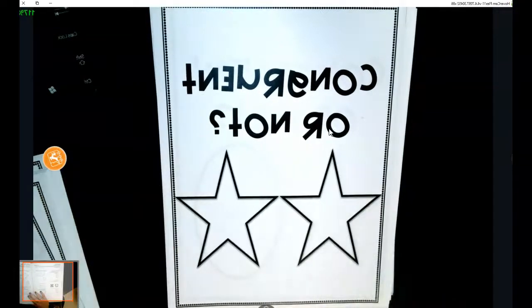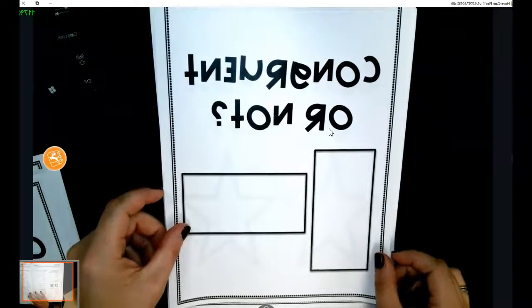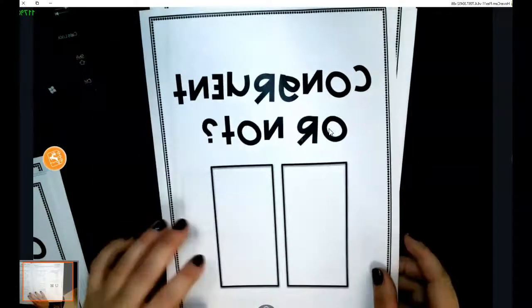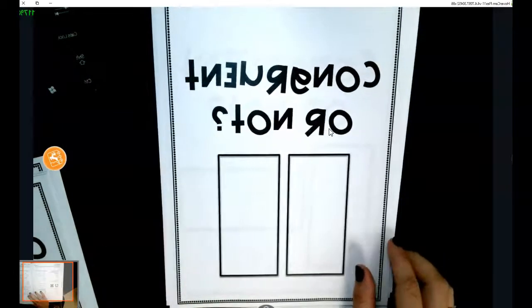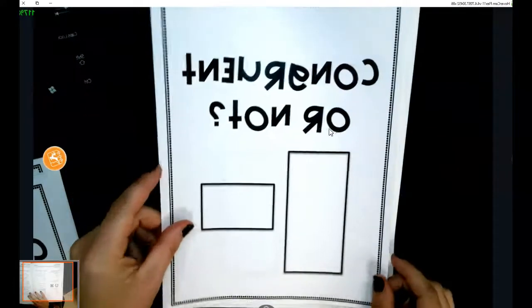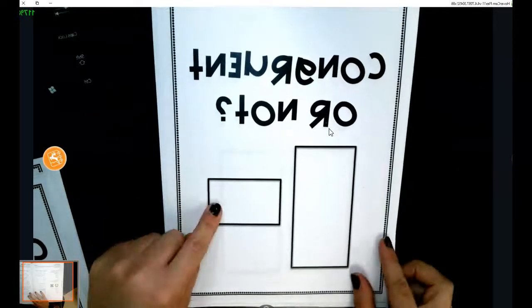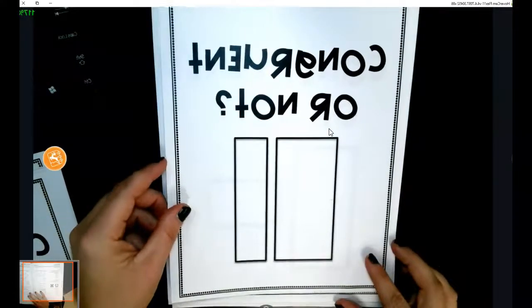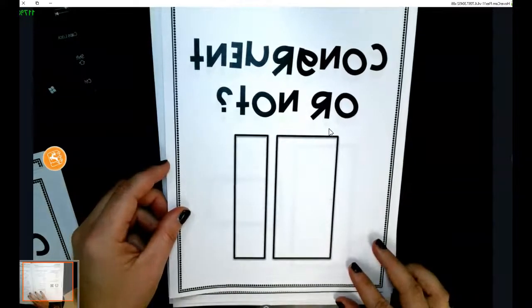Yes, good. They are congruent. Does it matter if they're flipped around? No. Are they the same shape? Are they the same size? Yes, so they are congruent. Yes, same size and shape. No, these are not congruent. This one's smaller. No, not congruent. Why not? Kelsey?